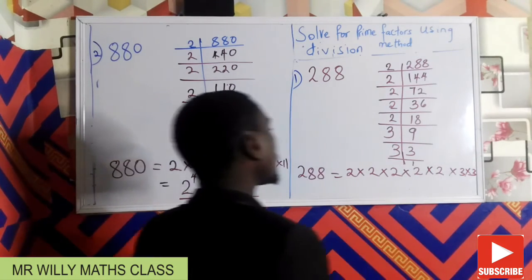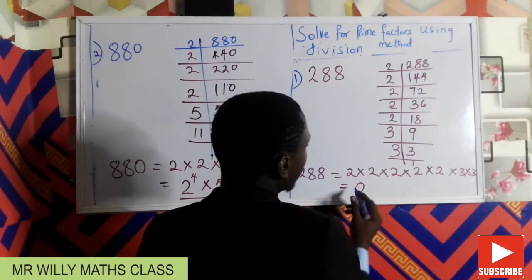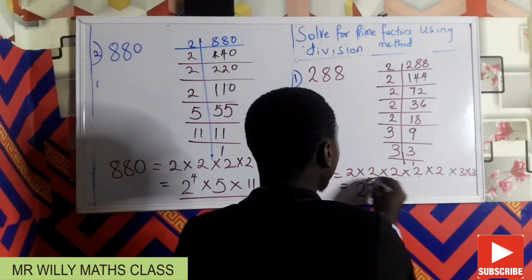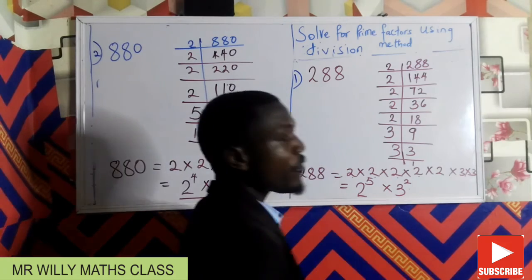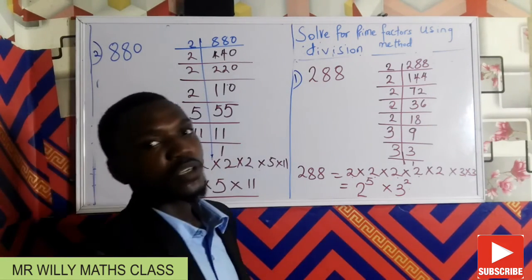Then we are going to express the product of these prime factors in index form. So that will be 2 raised to power what? You count the number of 2s that you have. 1, 2, 3, 4, 5. That will be 2 raised to power 5 times 3 raised to power 2. So this is how to find the prime factors of a whole number using the division method.